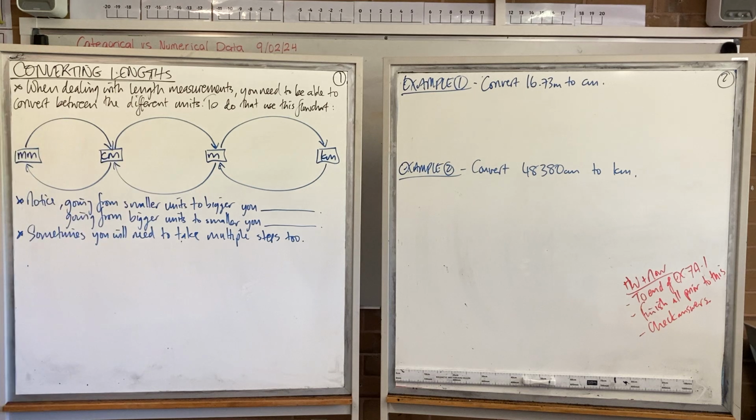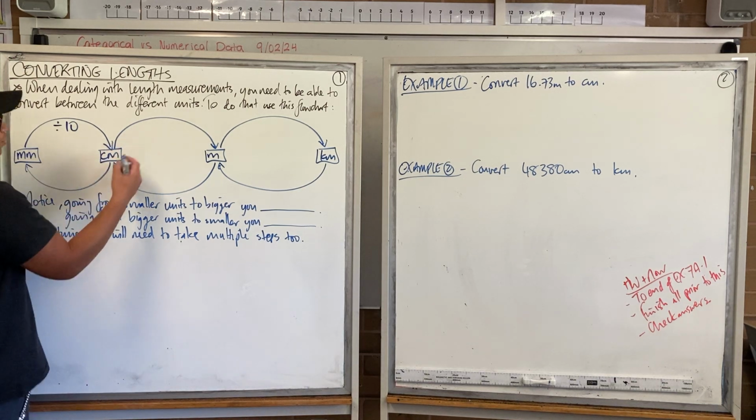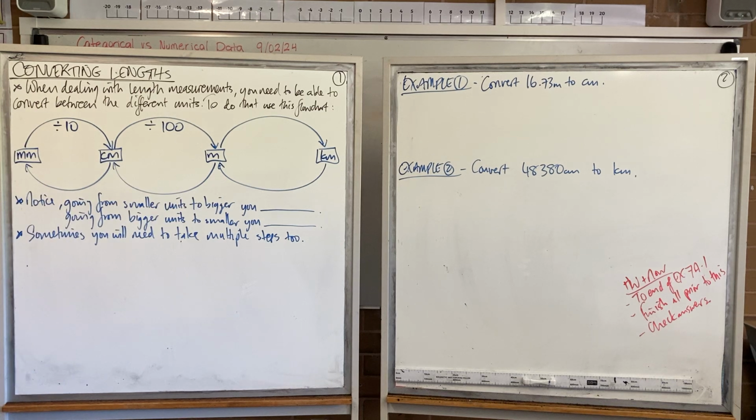If I want to go from millimeters to centimeters, if I've got 10 millimeters, how many centimeters do I have? 1. How do I go from 10 to 1? What do I have to do to 10? Divided by 10. So if I want to go from millimeters to centimeters, I divide by 10. How many centimeters are there in a meter? 100. So if you go from centimeters to meters, you divide by 100, because if I have 100 centimeters, I only have 1 meter.